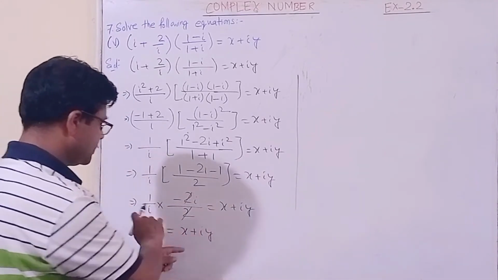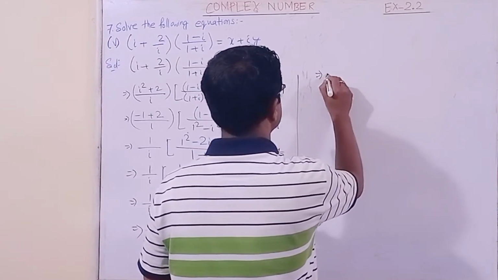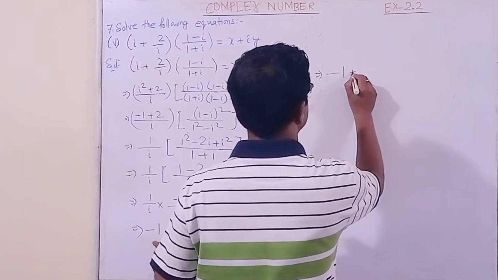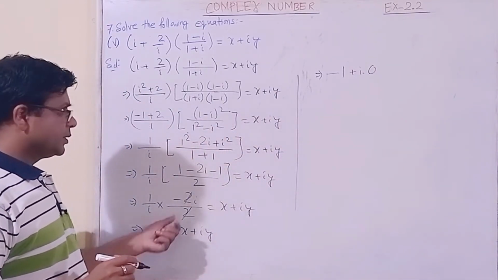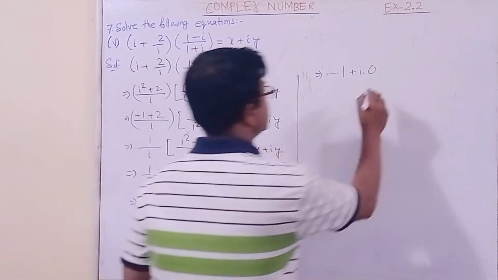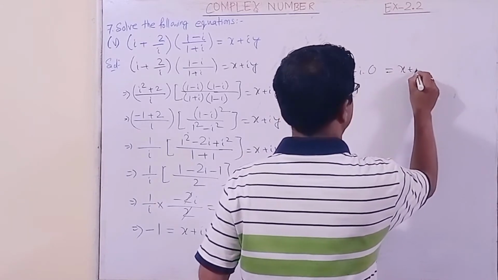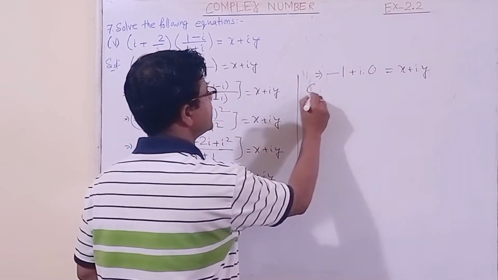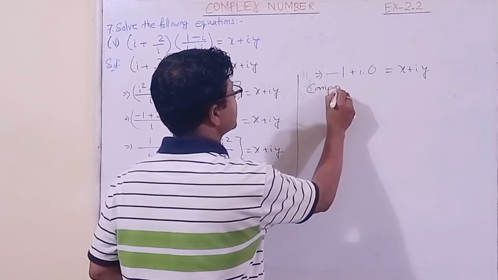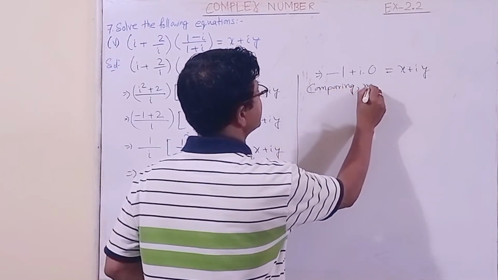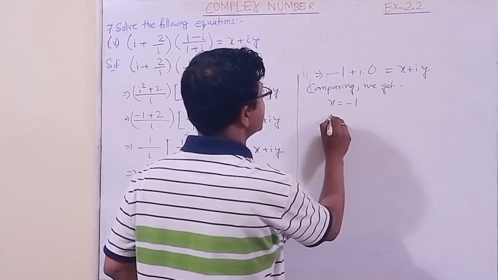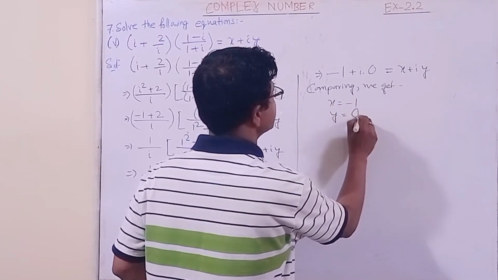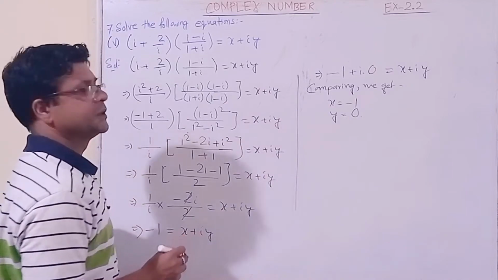Some of you may be confused, so let us write one more line here. Minus 1 plus i into 0. As you can see that there is no imaginary part, so we have written i into 0. This is equal to x plus iy. Now let us compare. Comparing, we get x equal to minus 1 and y equal to 0. Thus we have solved this question.